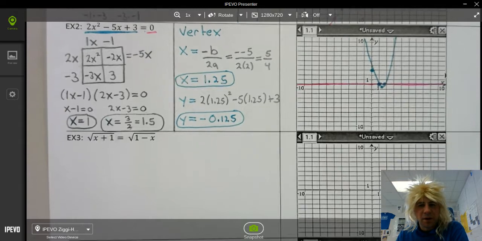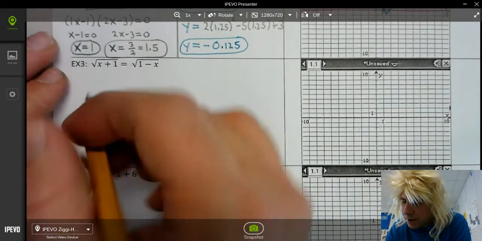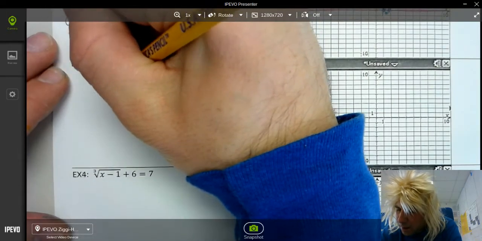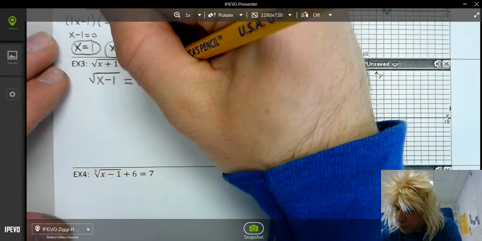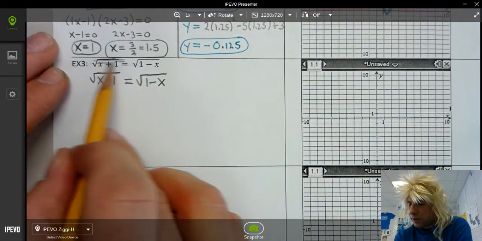Okay. All right. So let's look at example 3. Now, example 3 has a mistake. It should actually say the square root of x minus 1 equals the square root of 1 minus x. So mark that out.